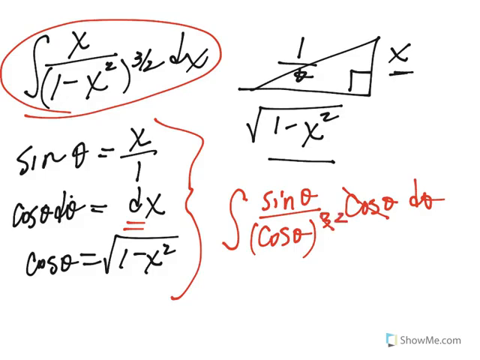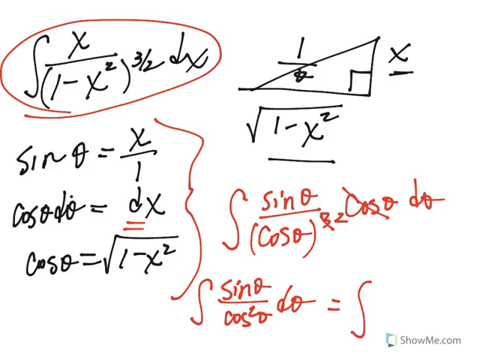Cosine cancels with one of those. That gives me the sine of theta over the cosine squared of theta. Here we go back to first semester now. What I'm going to do is I'm going to split this. I'm going to do sine over cosine, which is the tangent of theta, and I'm going to do 1 over cosine, which is the secant of theta, d theta. Secant of theta d theta anti-derives to the secant of theta plus c.